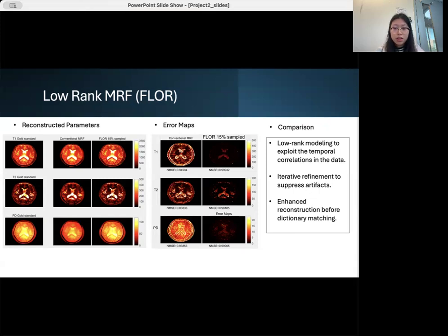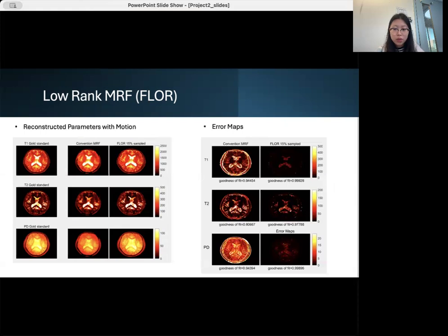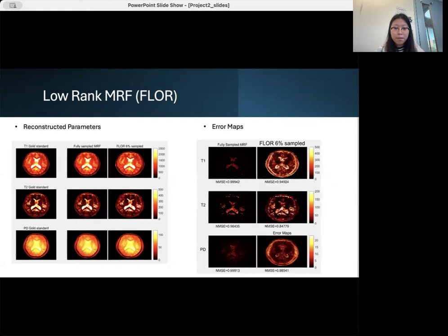By reducing dependency on large dictionaries and filling in missing k-space-based data through low-rank projection, FLOR achieves significantly more accurate reconstructions even under aggressive undersampling conditions, where the original MRF often fails due to incoherent artifacts. We can also find that FLOR deals well with motion, but we then notice that when the undersampling rate is even lower, like 6%, FLOR performs badly.